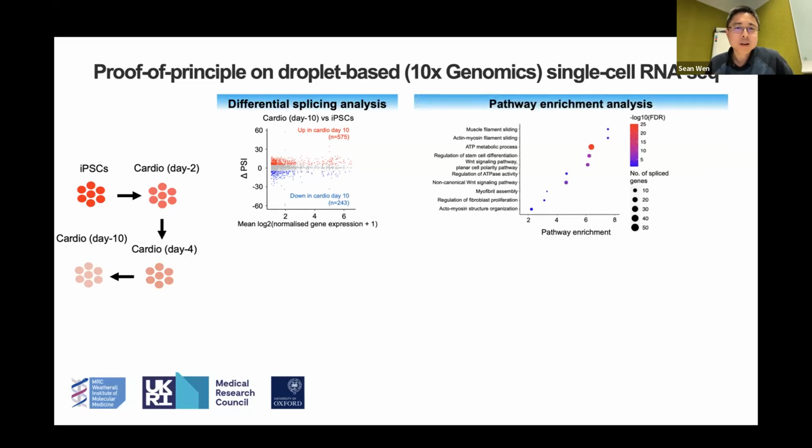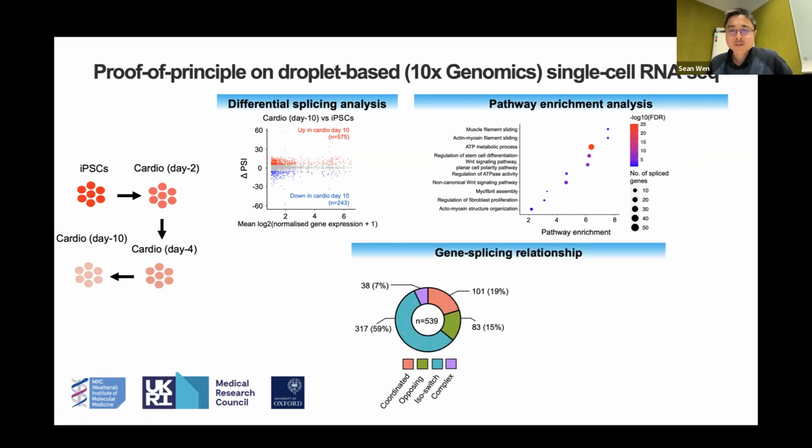But what's really nice about this set of differentially spliced genes is that when we do a pathway enrichment analysis, we found muscle-related genes enriched among this set, including pathways associated with muscles in general or energy production, for example. I always love to look into the gene splicing relationship, because by looking into it, we can truly appreciate the reason for performing alternative splicing analysis on top of gene expression analysis.